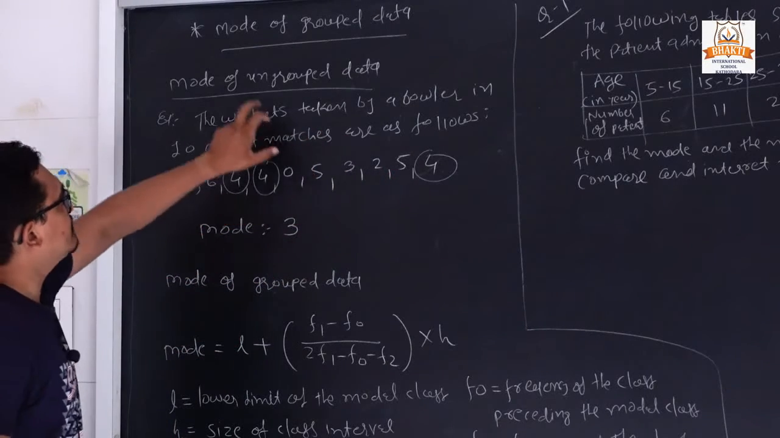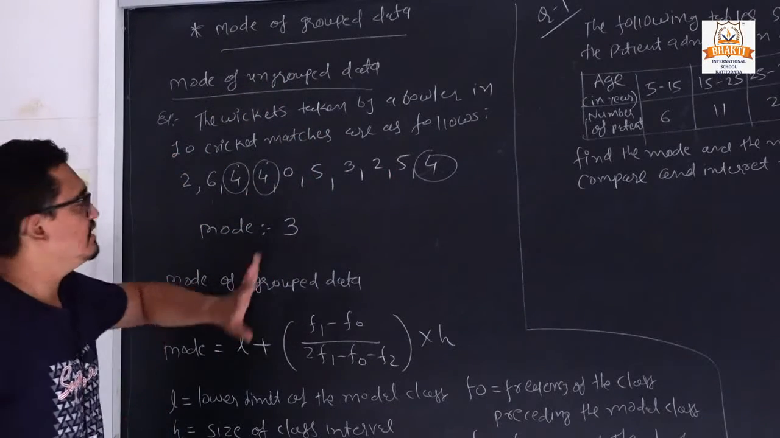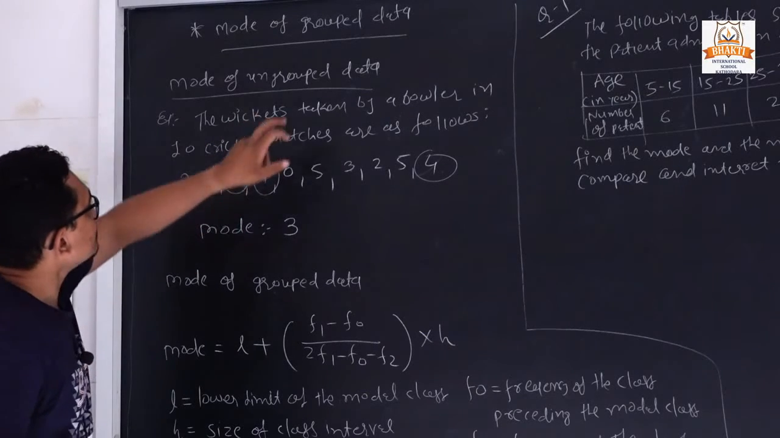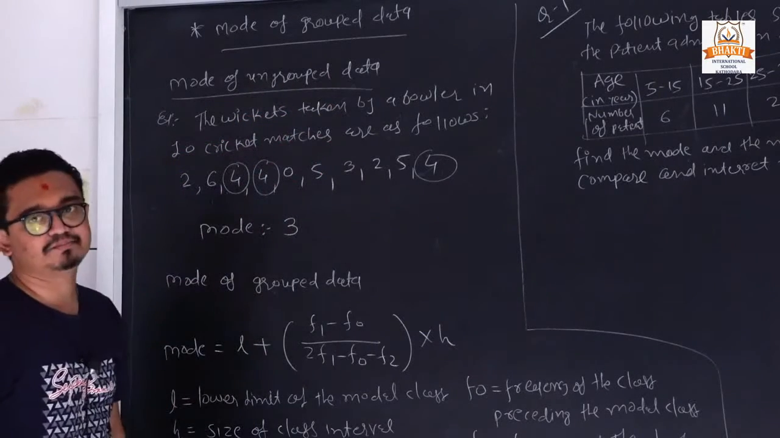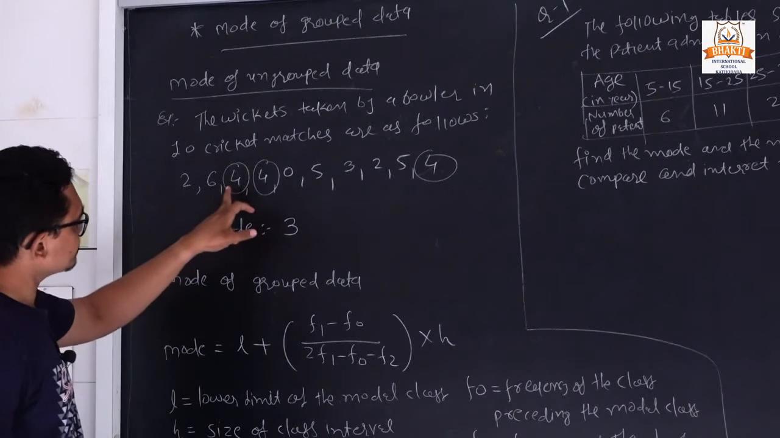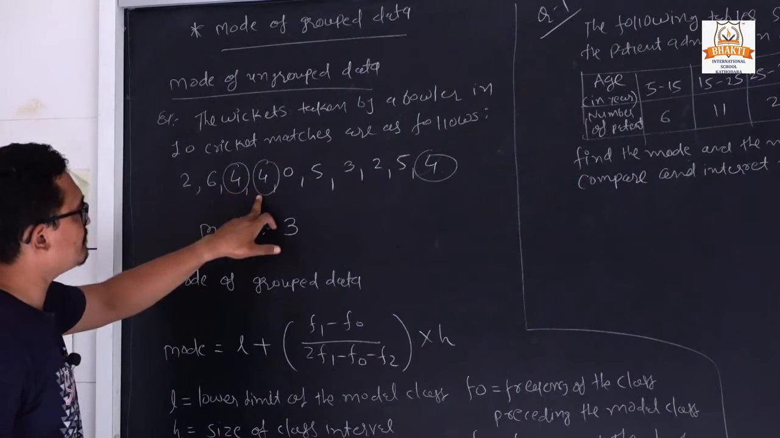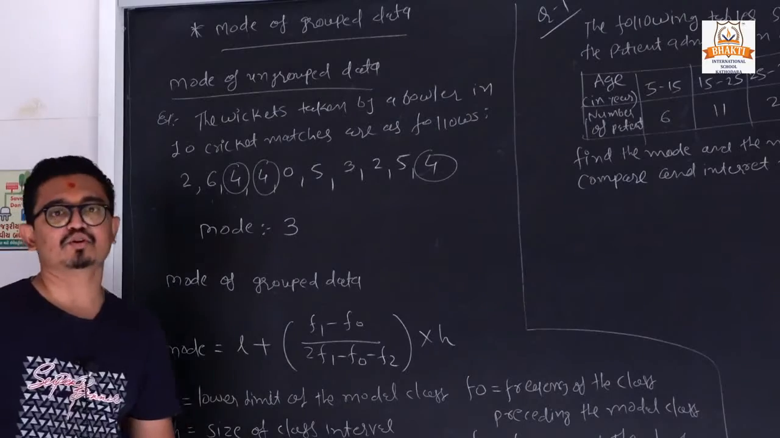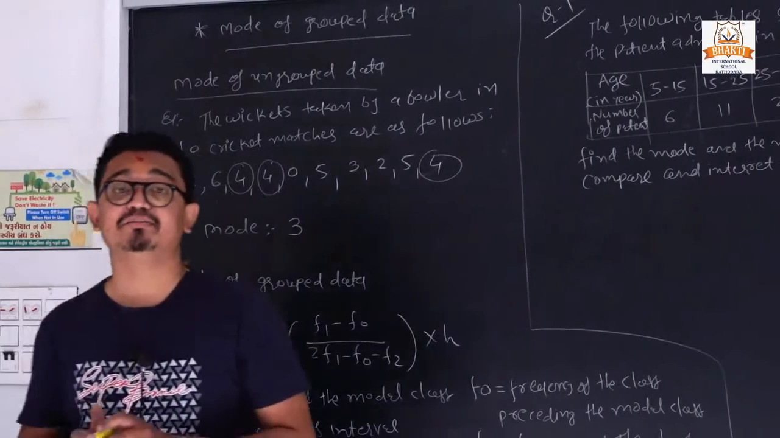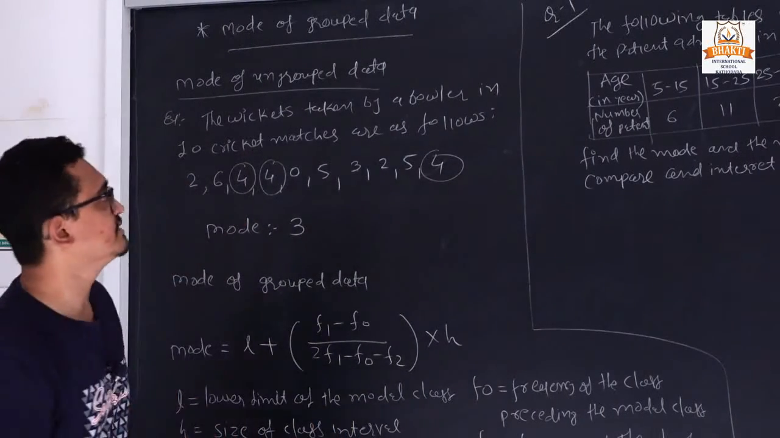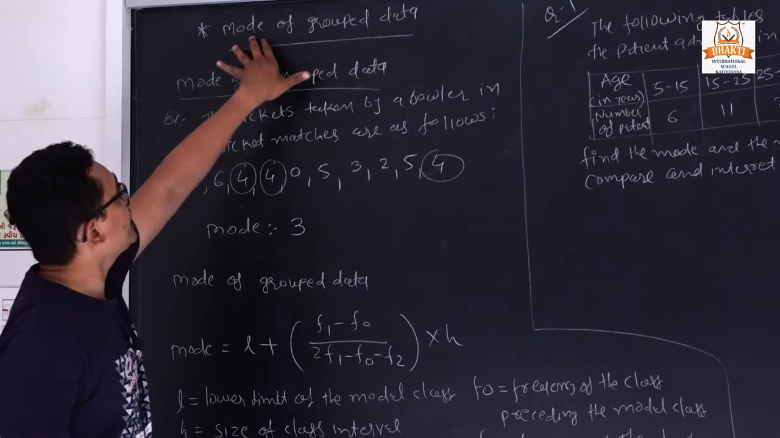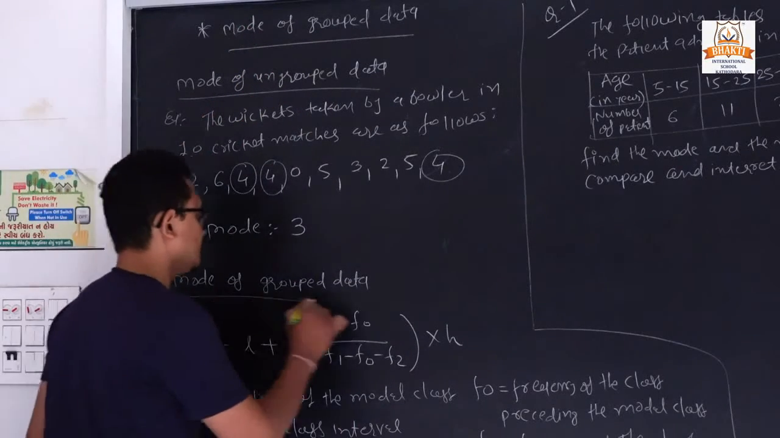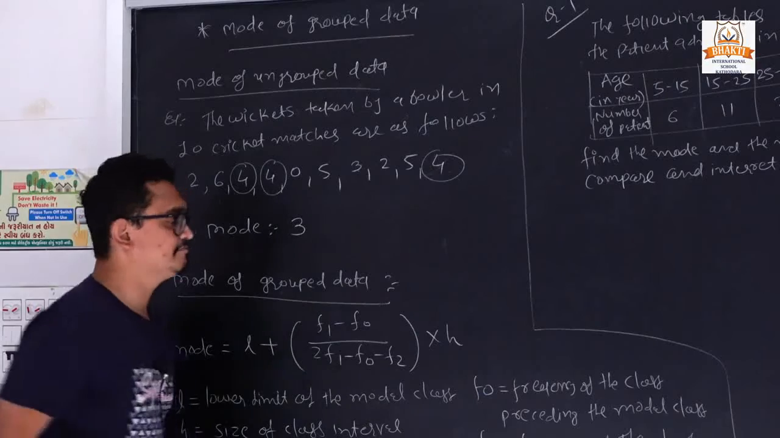So if the data is given like this, it is called ungrouped, and we can find the mode directly. The observation repeated the maximum number of times is our mode. In standard 10 we go to the next level, which is the mode of grouped data.